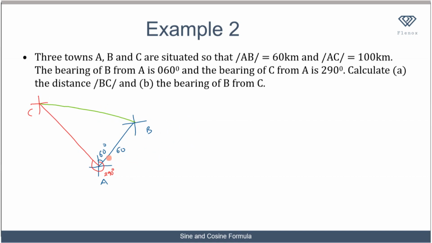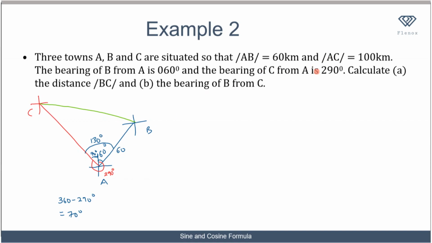If you look at this carefully, I can find the angle over here. I know that the angles around a point add up to 360 degrees, and the bearing to this line is 290 degrees. So this small section is just going to be 360 minus 290, which gives me 70 degrees. This small section here is 60, and this one is 70, so the total angle A will be 70 plus 60, which gives me 130 degrees.